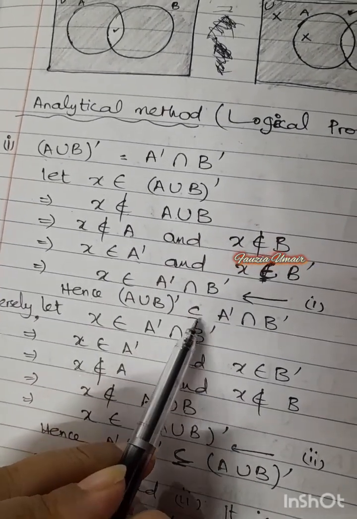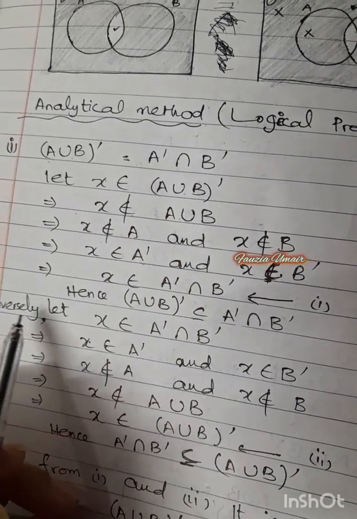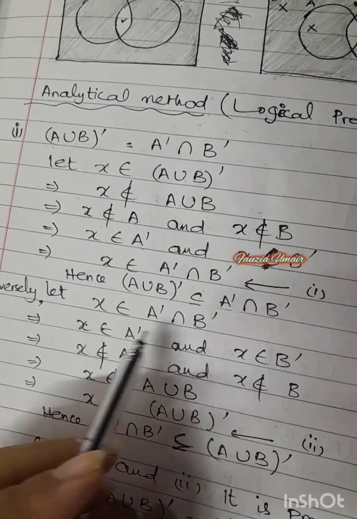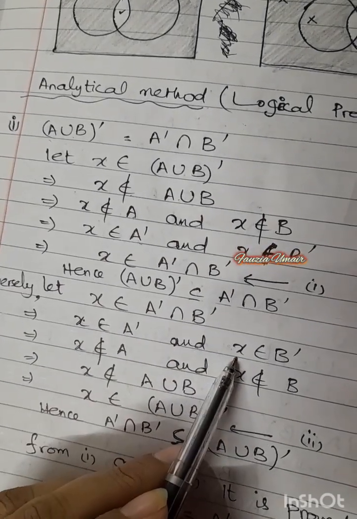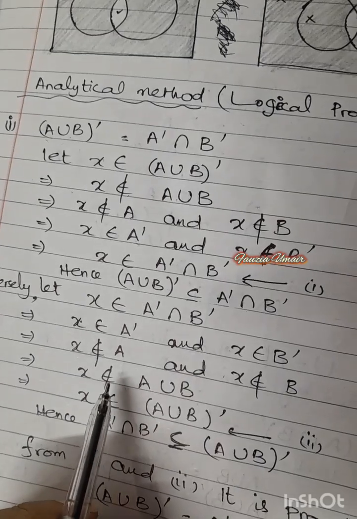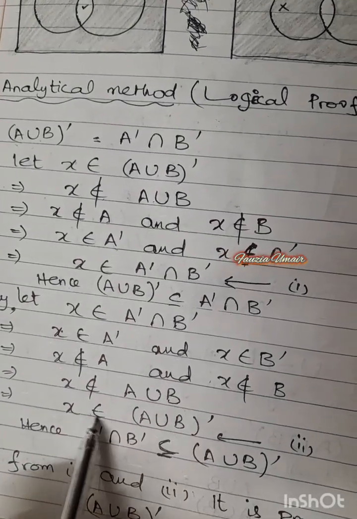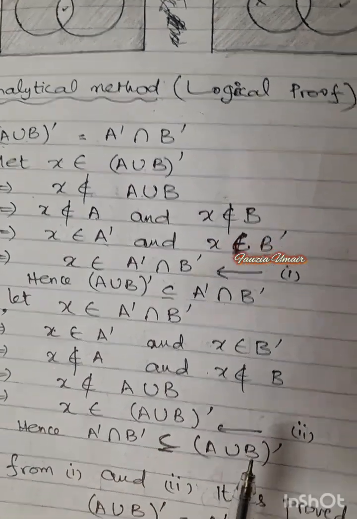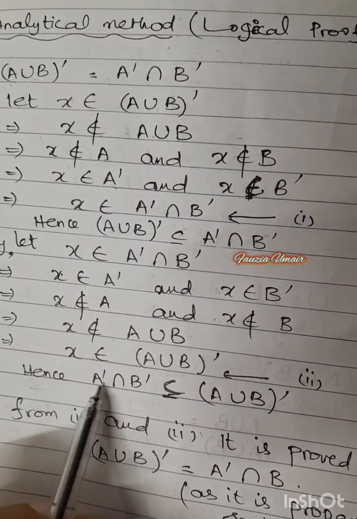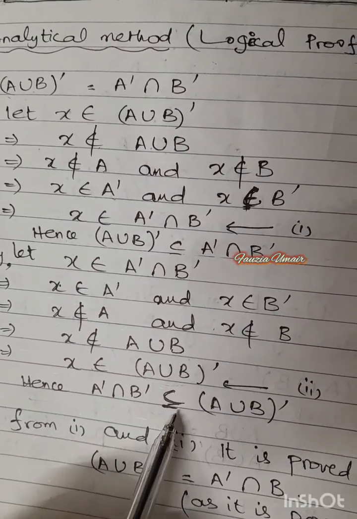So it means that (A union B) complement is a subset of A complement intersection B complement. Now conversely, let X belong to A complement intersection B complement. You can see the same method we are following, and we are proving the other side of the equation, and we will say that hence A complement intersection B complement is a subset of (A union B) complement.